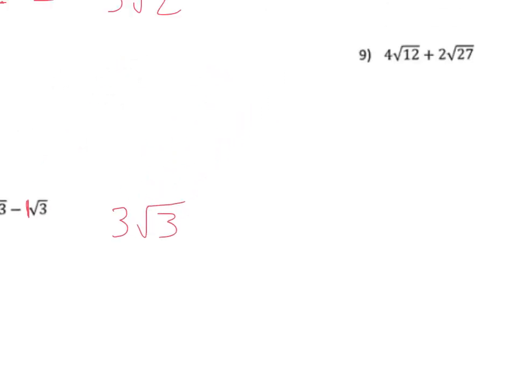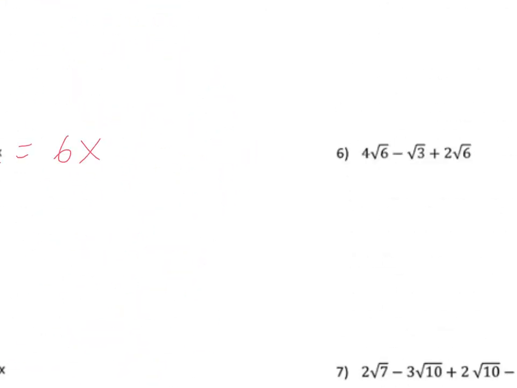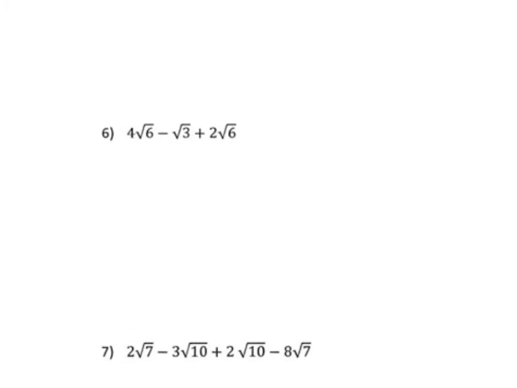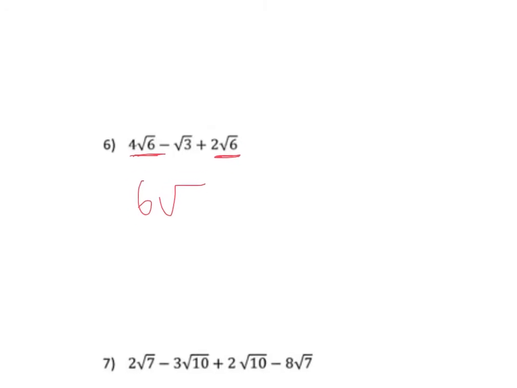Number 6. Make sure we're copying these down. So we have 4 radical 6 minus a radical 3 plus 2 radical 6. Like I said, variables, we have to make sure we're only going to combine like terms. So we have 2 radical 6's and 1 radical 3. Therefore, we're going to simply add the radical 6's. So we have a 6 radical 6 minus a radical 3. And we're going to leave it just like that.